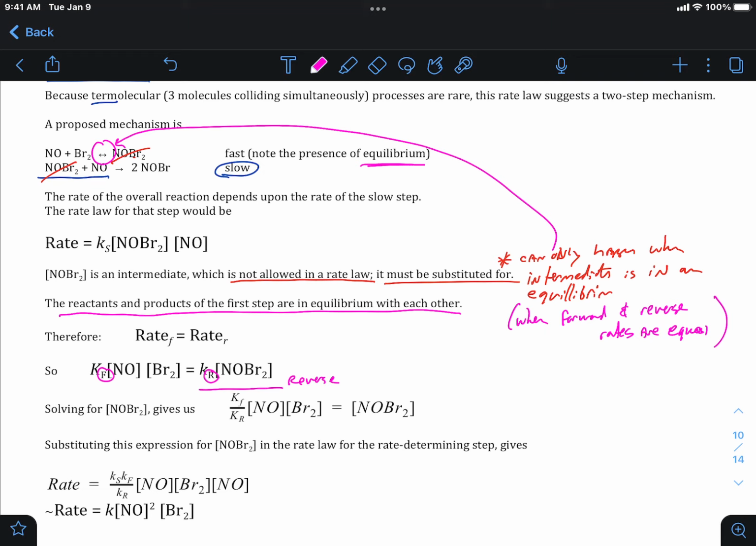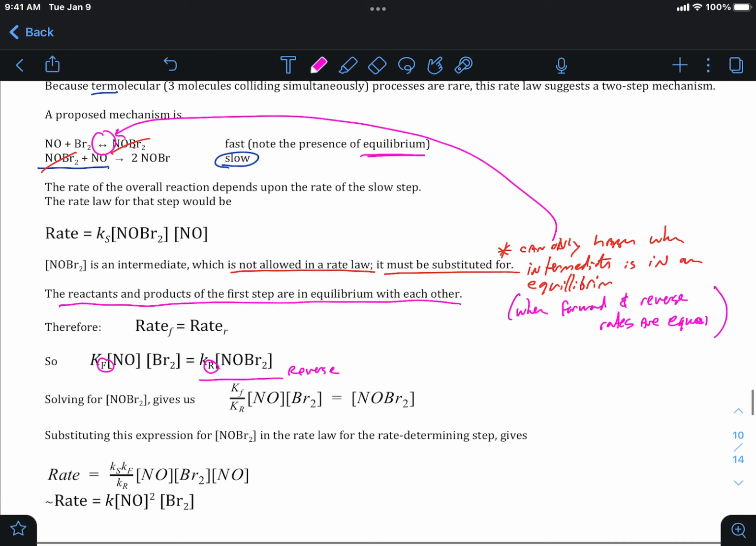And do you guys see right here? This right here, this is the fast step in equilibrium. In the reverse reaction, NOBr would be the reactant. So that's why the rate law for the reverse reaction is rate equals K times NOBr.